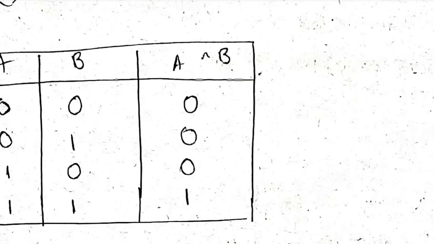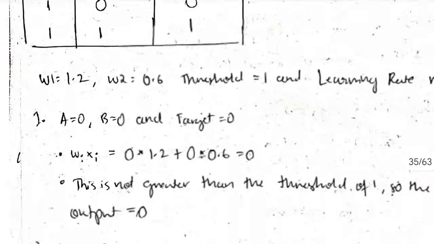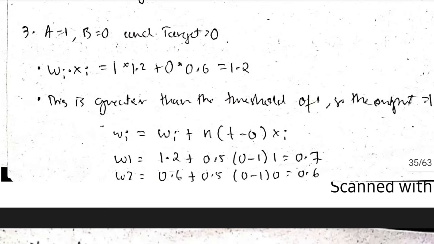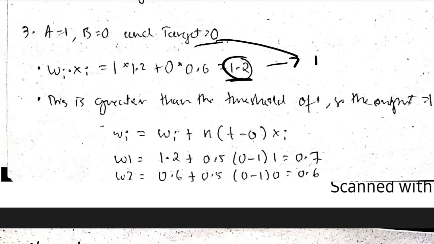So that's all we'll be doing here: how to tell the machine to do that. That's what we'll be learning here. When we see here, the output which I got is 1.2, so the final output I'm getting is 1 because it is greater than the threshold. It is not matching. When it is not matching, I have to apply this formula.